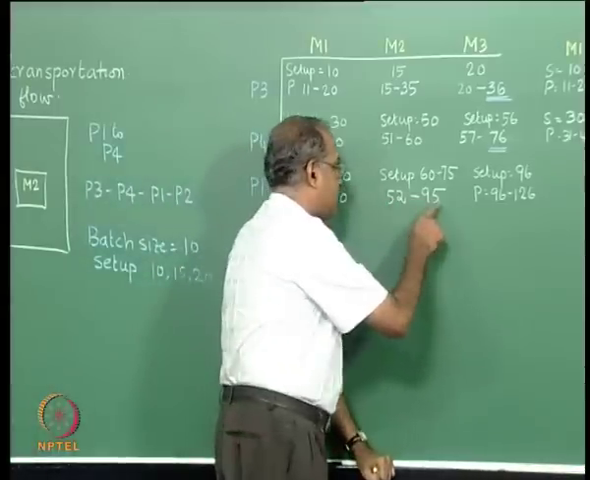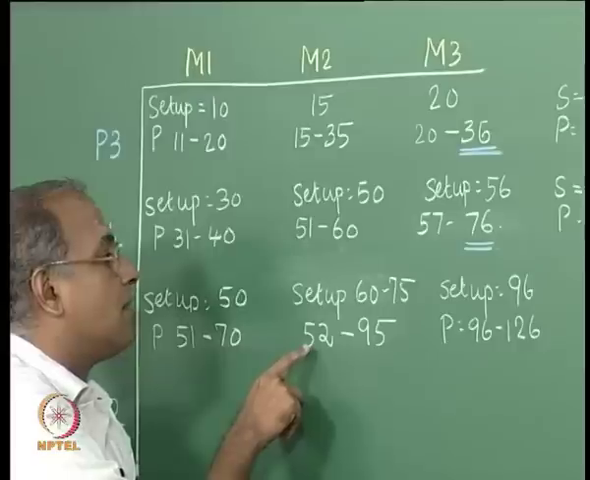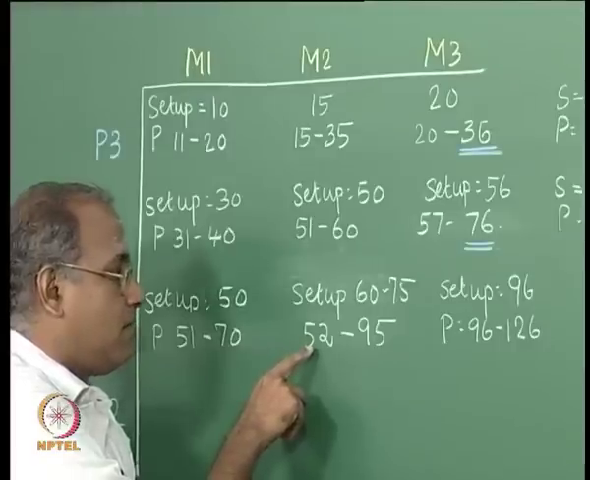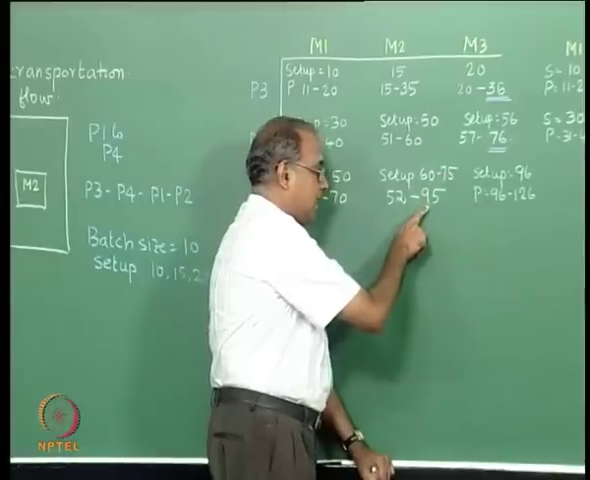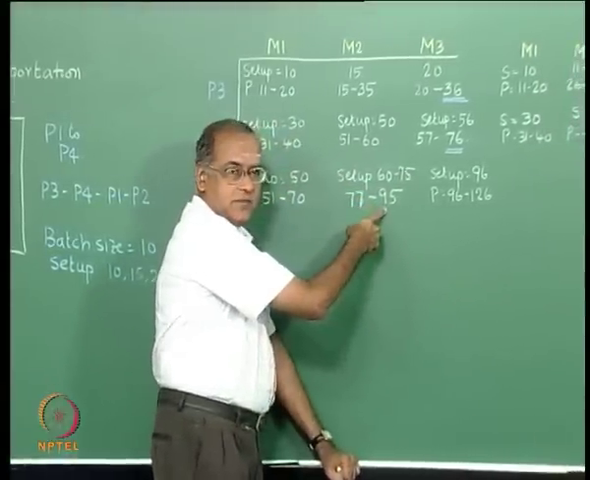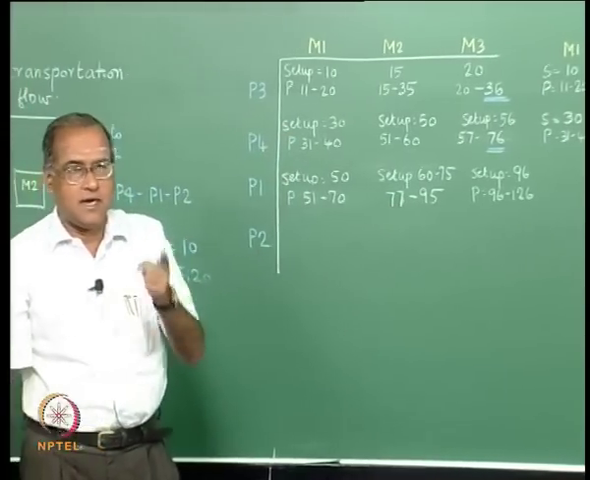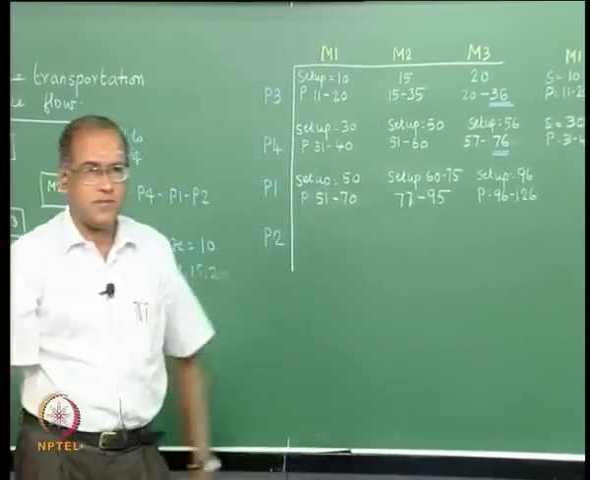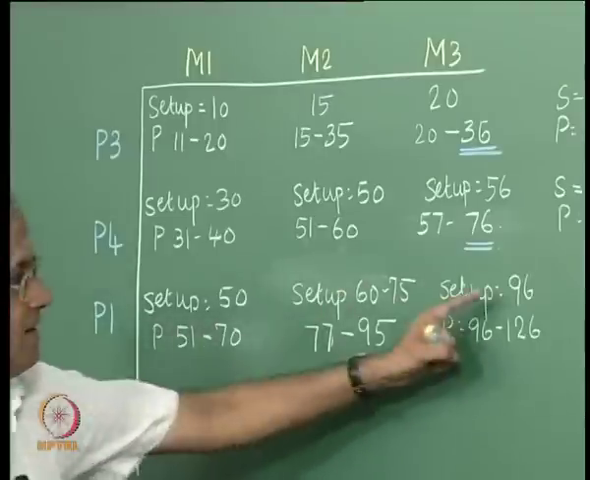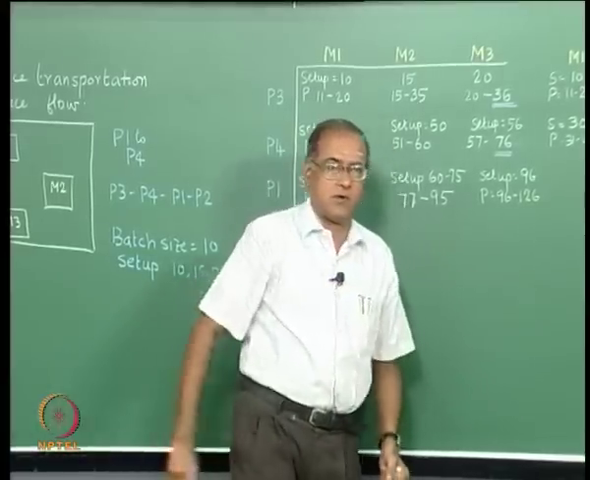So these things are going to come out at 75 to 95, so this will become 77 to 95. So these will come out at times 77, 79, 81, 83 and so on. But they will begin at 96, 99, 102, like that the pieces will come out.